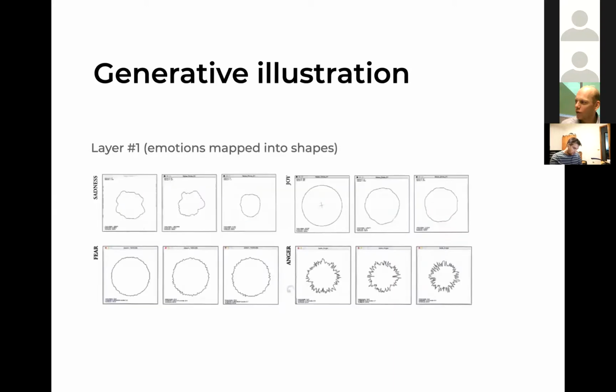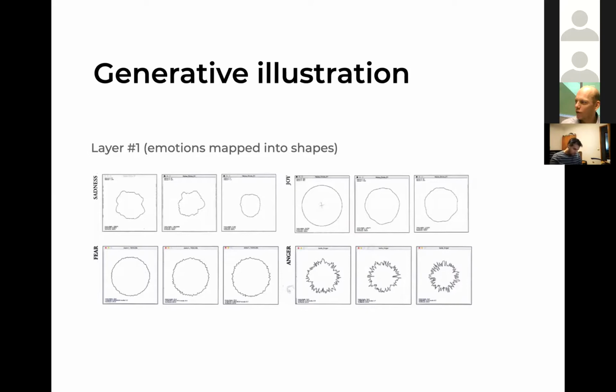Okay, as I said before, we also use geometric distortions to map emotions. Here we start with a circular shape. Then we distort this circular shape, so it can turn into a sharp, irregular shape, or a smooth shape.